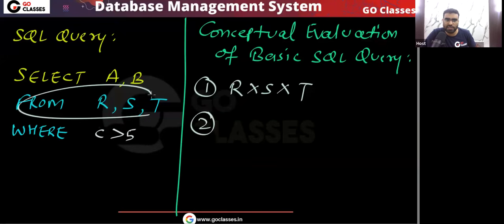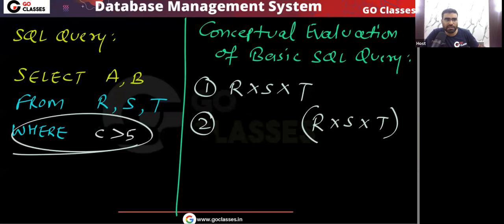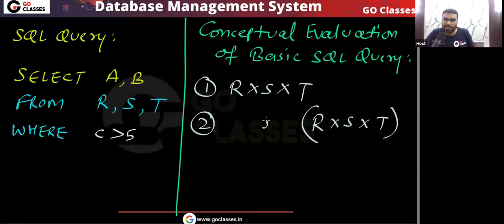So first you consider the cross product. Then you apply this condition on this cross product, r cross s cross t. Just like in relational algebra we use selection for selecting tuples, you apply this condition on this table, c greater than 5.